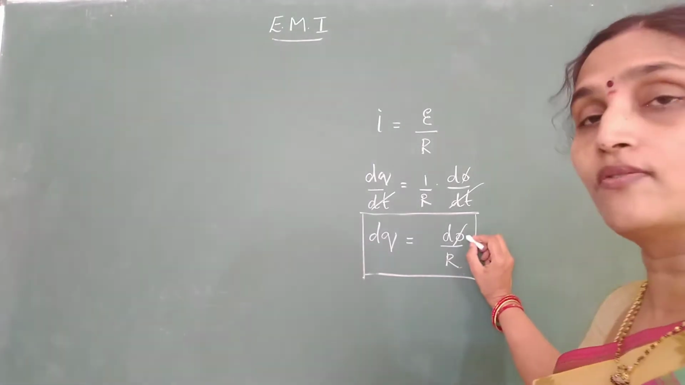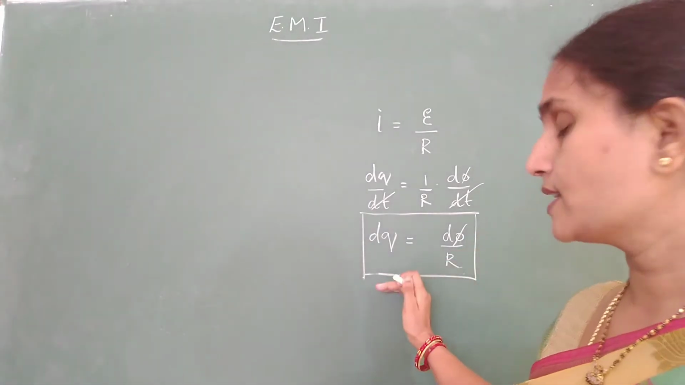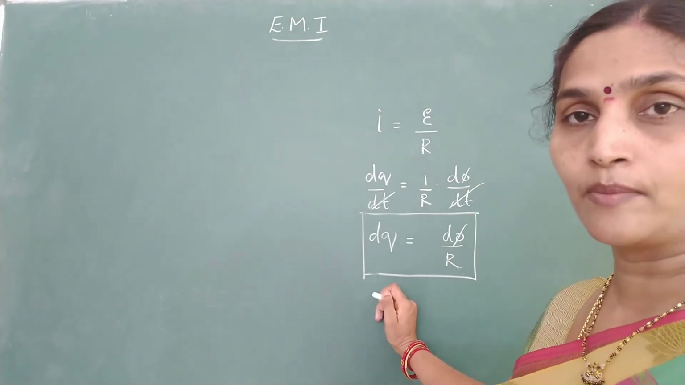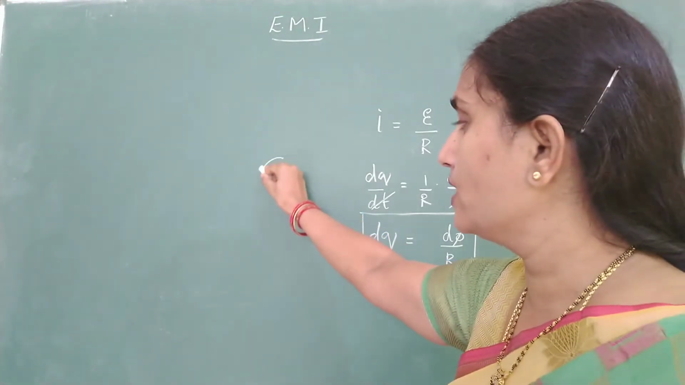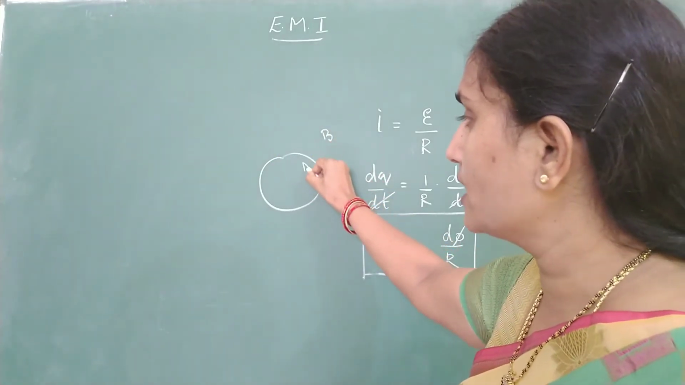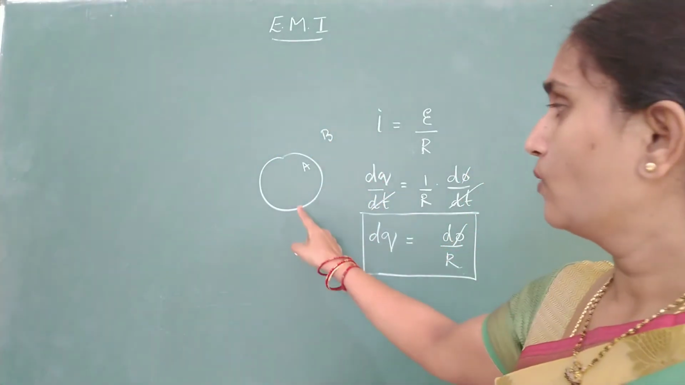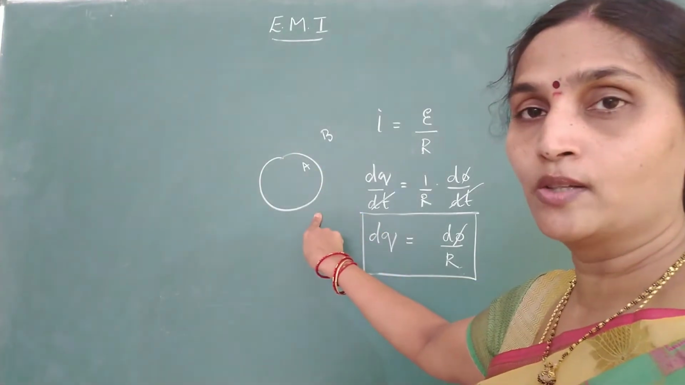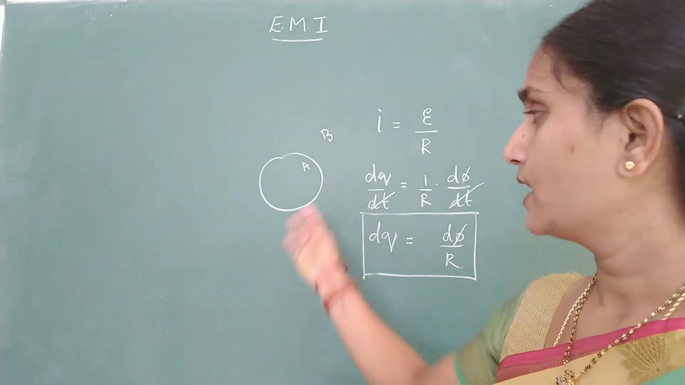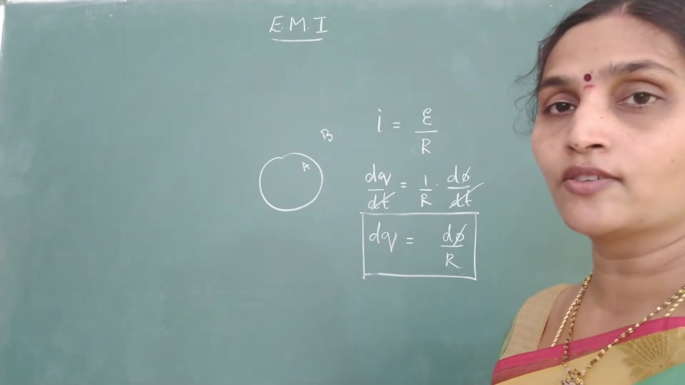R is the resistance, dφ is the change in flux, and it is independent of time. Okay, so if the time interval changes, suppose the question is like this: a ring is placed in a magnetic field, its area is capital A. What is the amount of charge flowing through the loop if you remove the ring in 2 seconds and when you remove the ring in 4 seconds?